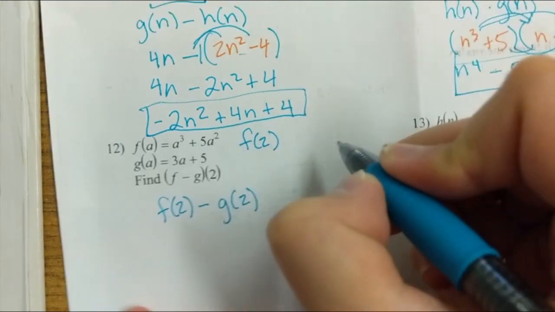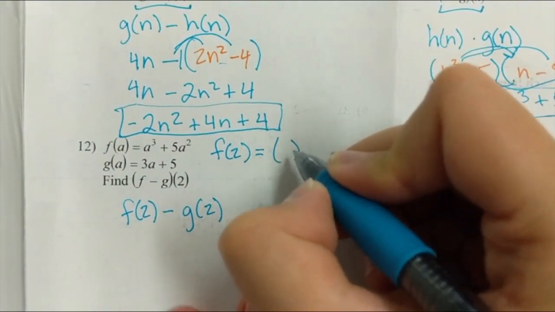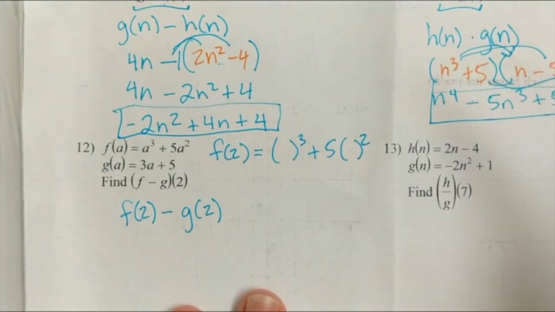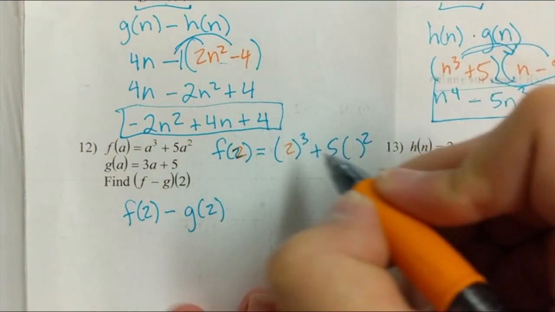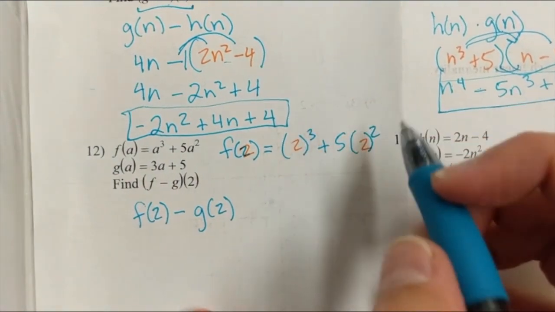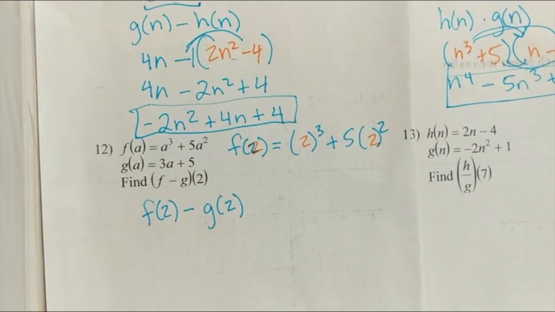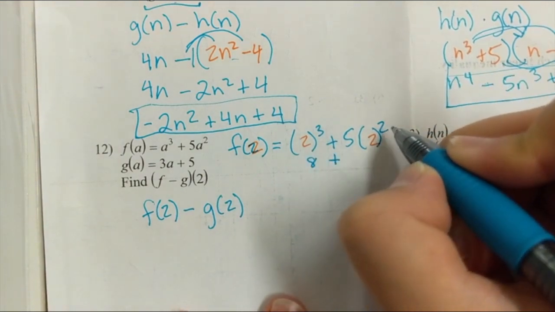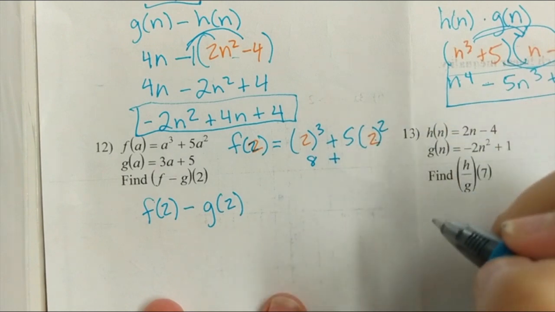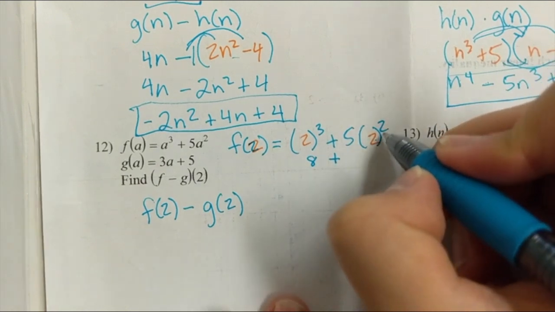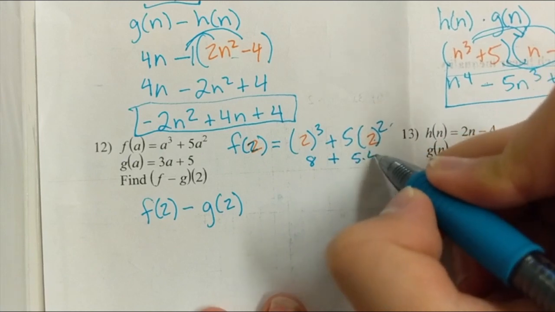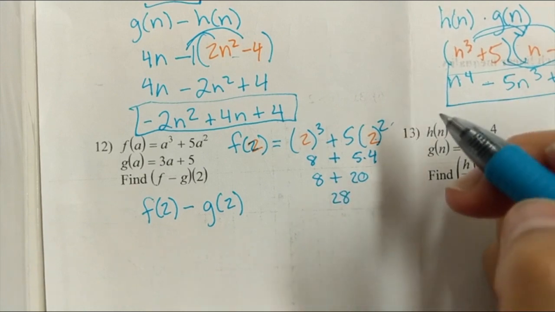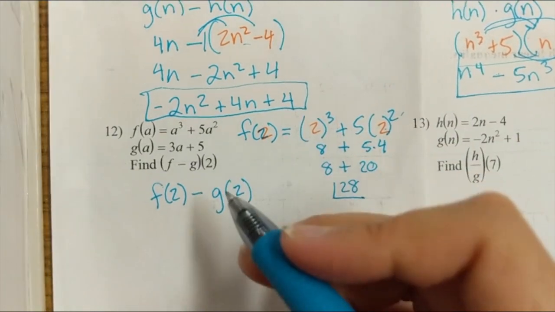is actually, let's do it up here, something cubed plus 5 times something squared. And that something is obviously 2. All right, and that is going to give me 8 plus 2 squared is 4 times 5. Yeah, let's do 5 times 4. Let's write it out. And then we have 8 plus 20, which is 28. Okay, so f of 2 is 28.